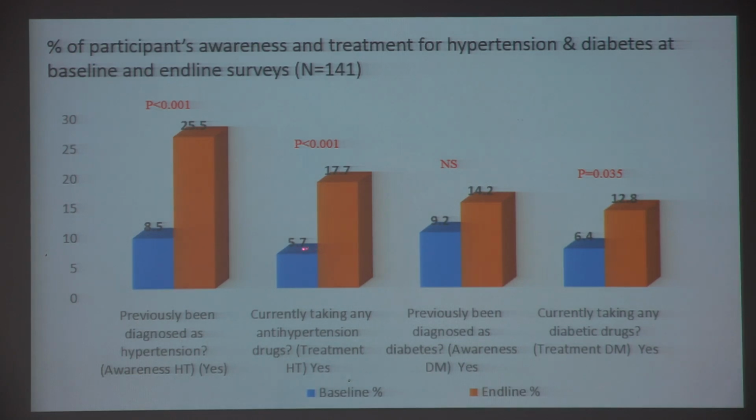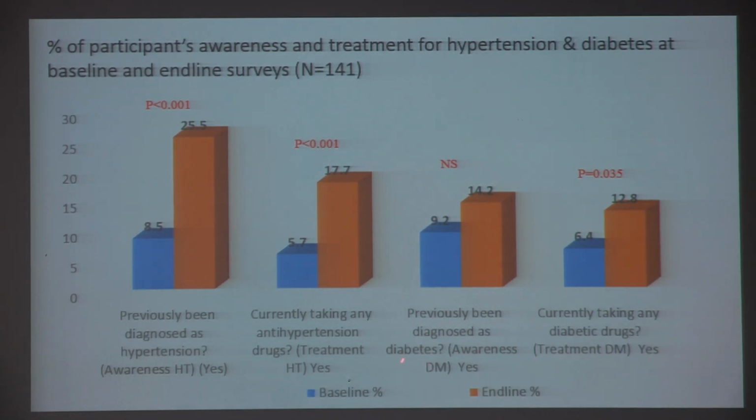This graph shows the percentage of people who answered, I'm taking medicine for hypertension. In the beginning, only 5.7% were taking medicine for hypertension. But after 6 months, 17.7% said yes, I'm taking the medicine for hypertension among those who are hypertensive. And this difference was statistically significant.